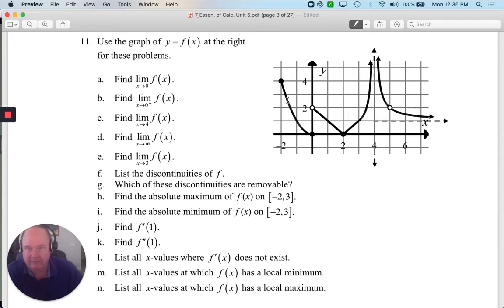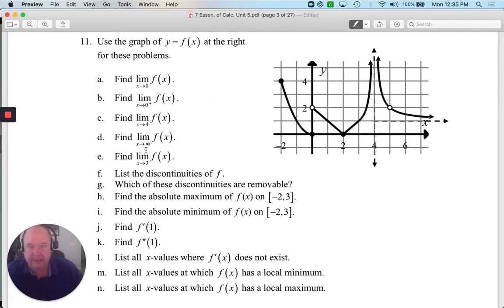From the left, nope, C is what's the limit as x approaches 4? So at 4, both sides approach the same thing. So you can say infinity, or you can say it does not exist. D.